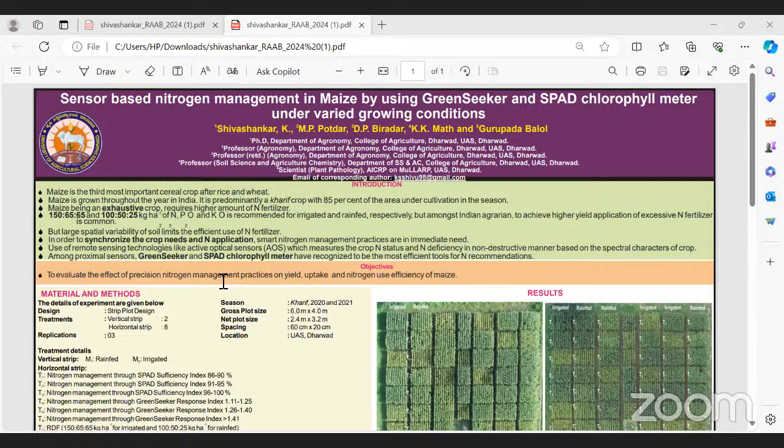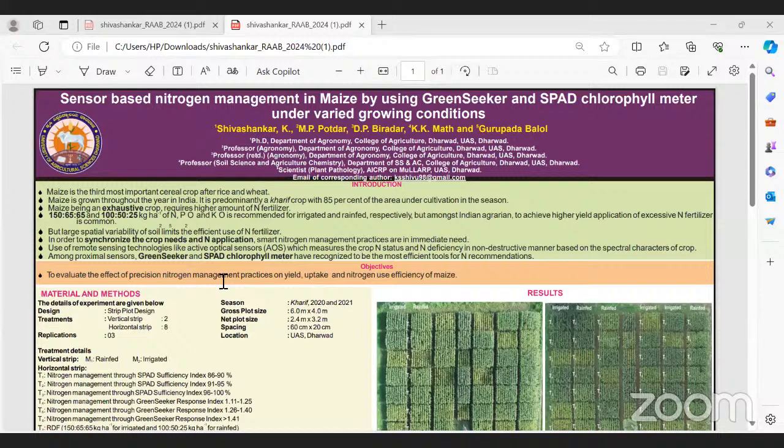However, due to large spatial and temporal variability, nitrogen use efficiency is limited. Hence, in order to synchronize the crop needs with the nitrogen application, we have used two optical proximal sensors, that is GreenSeeker and SPAD chlorophyll meter, for efficient management of nitrogen in maize.